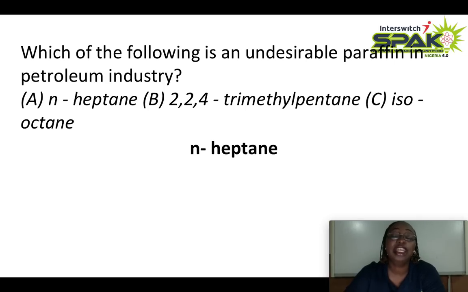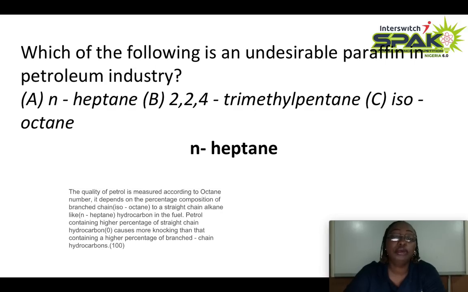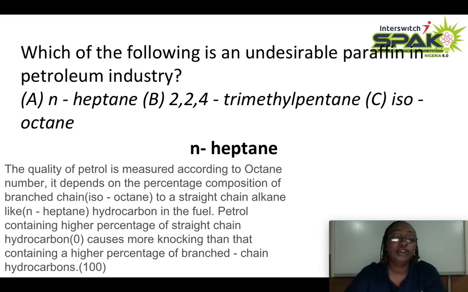2,2,4-trimethylpentane is actually a desirable one, because the quality of petrol is measured according to octane number, and it depends on the average composition of branch chain to straight chain alkanes like normal heptane in the fuel. Petrol containing a higher percentage of straight chain hydrocarbons like N-heptane has a rating close to 0. They cause more knocking than those containing a higher percentage of branch chain hydrocarbons, which is close to 100.